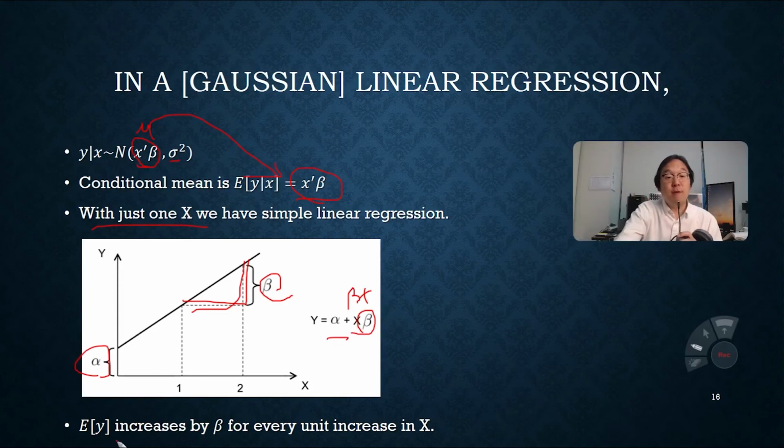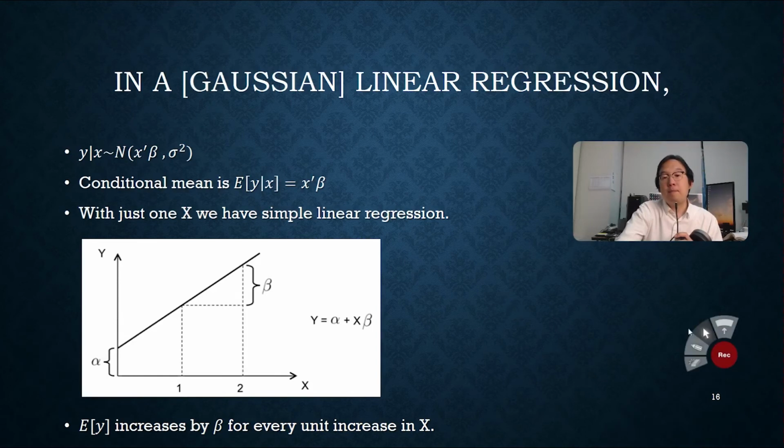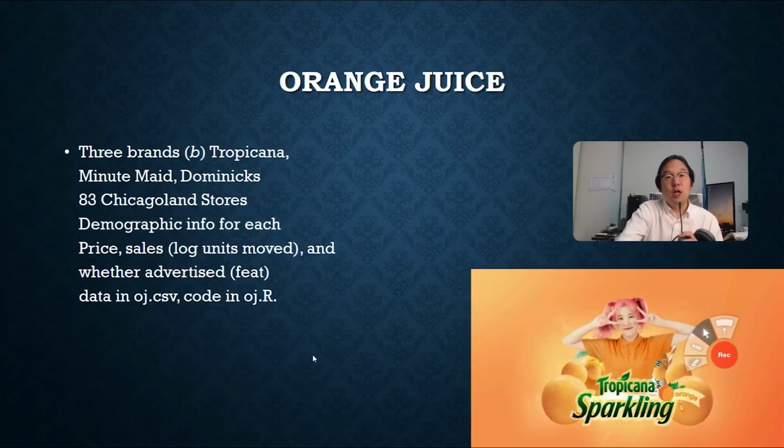Expected value of Y increases by beta for every unit increase in X. That's the relation that we can infer from this regression, after all. Good. Now, the next page.